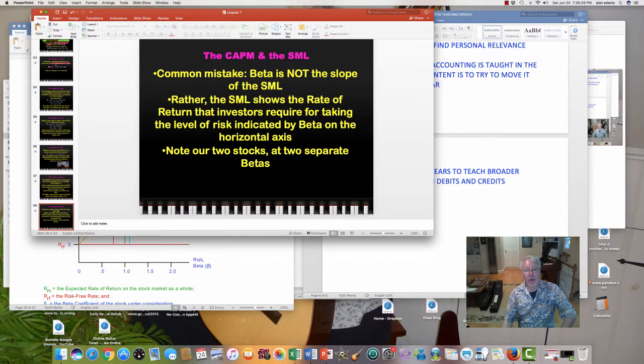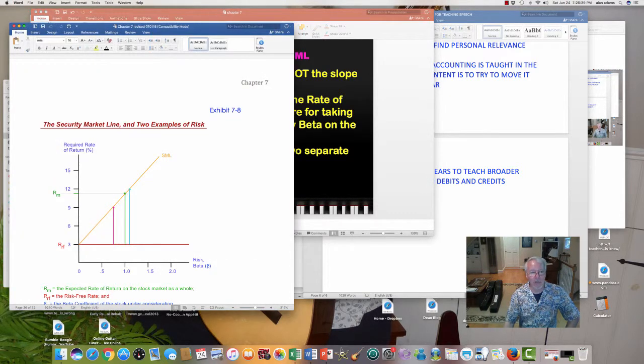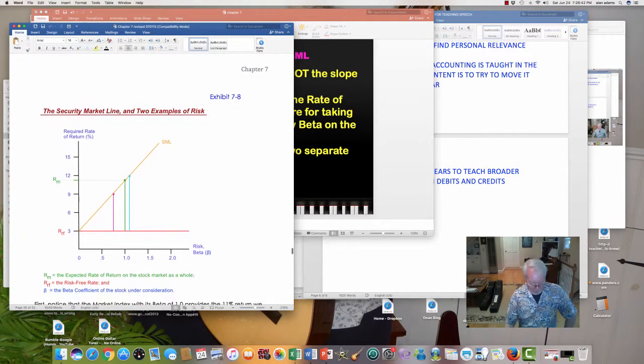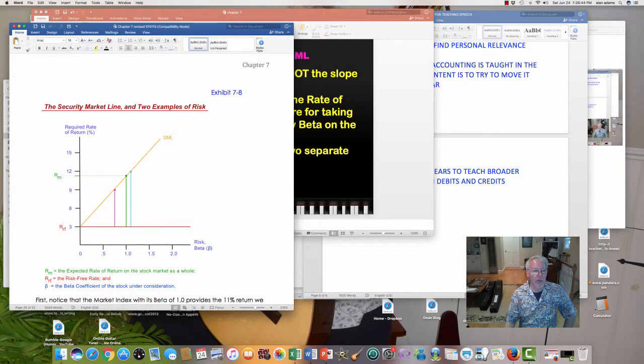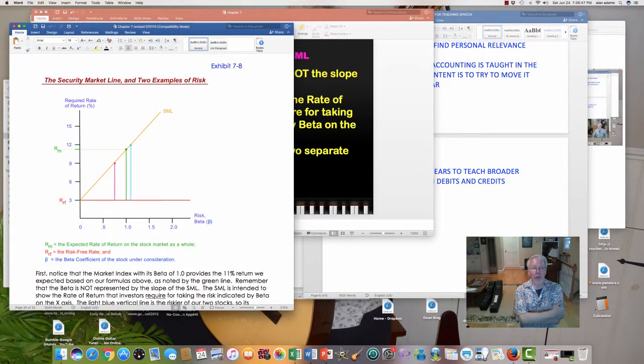It shows by its slope and its presence on a two-coordinate graph the rate of return that investors require for taking the risk indicated by beta, okay? There's a picture of it. You're going to find this on page 168 of our text, okay? Risk is measured along the x-axis. In this case, it's measured by beta. That's part of Dr. Markowitz's capital asset pricing model. And the required rate of return to induce you to take that level of risk is on the y-axis. Ladies and gentlemen, it's that easy. We know that risk and reward go hand in hand.